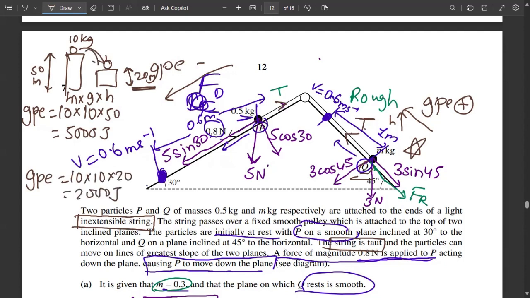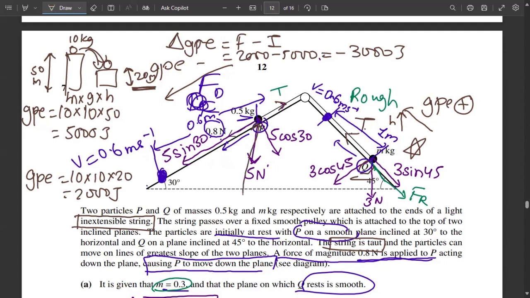So now the GP has decreased. That means the delta GP, which is final minus initial, will become 2000 minus 5000. So the GP has decreased by 3000 joule, right? Similarly for this case, earlier the height was this much, but now the height has decreased to only this. So because of the decrease in height, the GP will decrease.